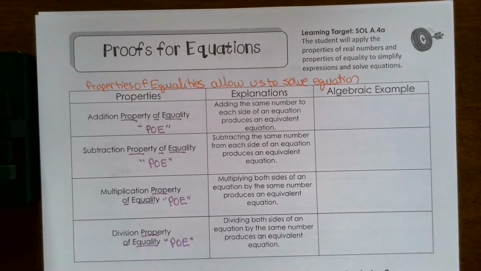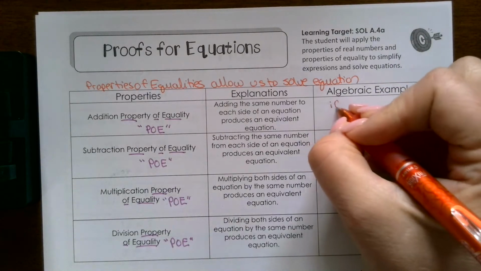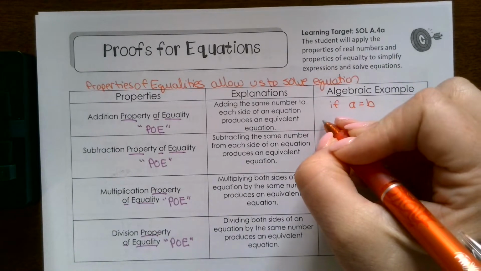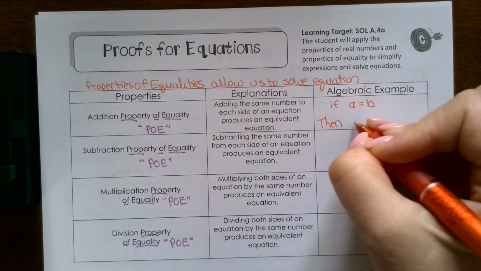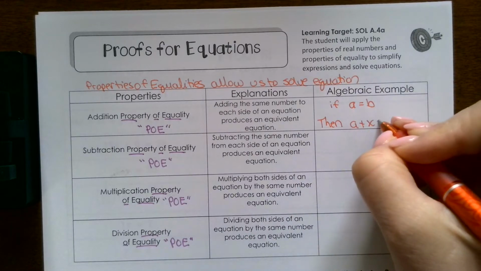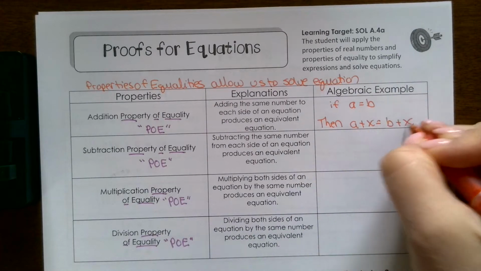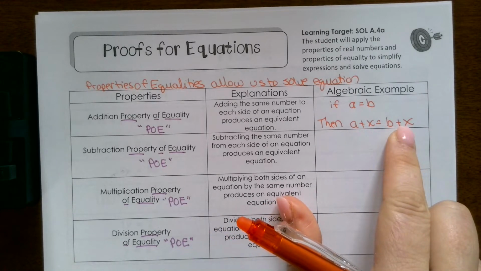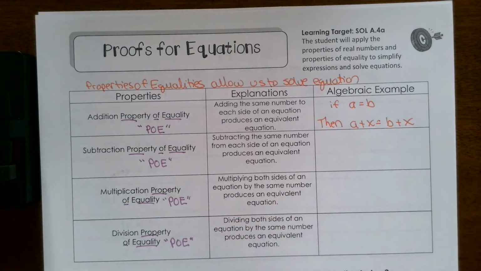So the addition property of equality states that adding the same number to each side of an equation produces an equivalent equation, or an equation with the same value. So if A equals B, then A plus X will equal B plus X. So if I add X, I still have an equivalent expression.